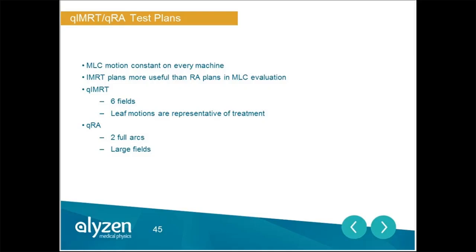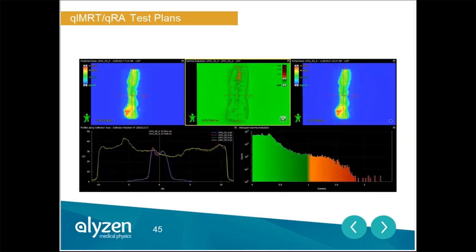RapidArc is very similar in concept, and therefore I find the IMRT plans much more useful. And these are sweeping arcs, or sliding window IMRT plans. And these leaf motions are representative of some sort of treatment. A few of these are harder to pass than others, but they're all very useful in evaluating your MLCs. So I'm going to deliver these as portal test plans, verification plans, and then we're going to evaluate them.